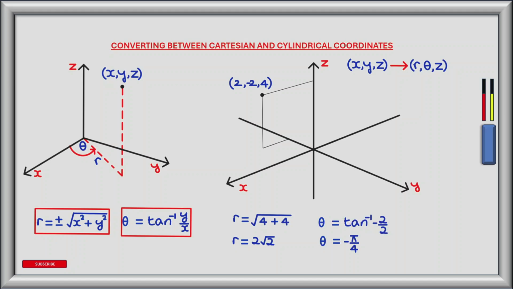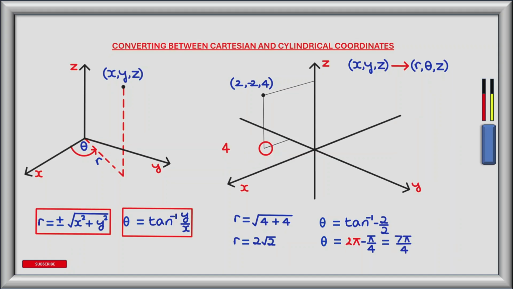And now to get the positive counterclockwise angle of theta, we need to check which quadrant it lies in on the xy plane. And so we can see it lies here in the fourth quadrant on the xy plane. And therefore we can adjust it by adding 2 pi. This will then give us a counterclockwise angle from the positive x-axis. So when we do this, we see that theta is equal to 7 pi by 4.